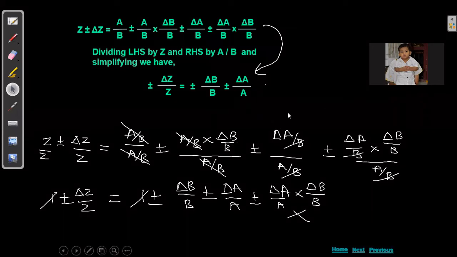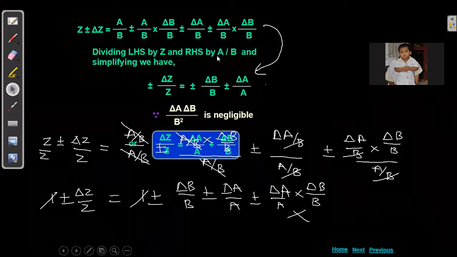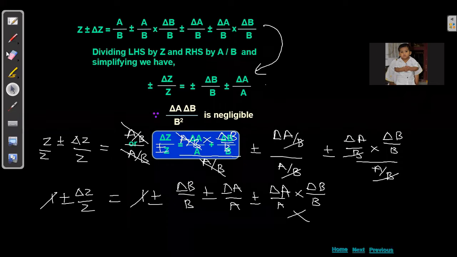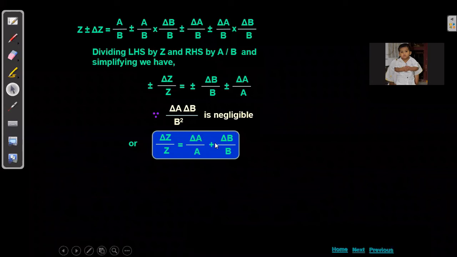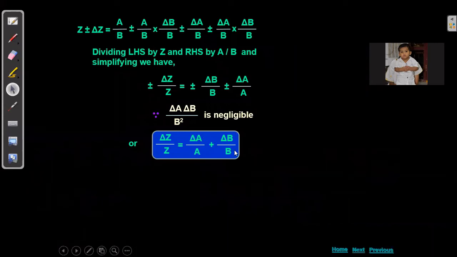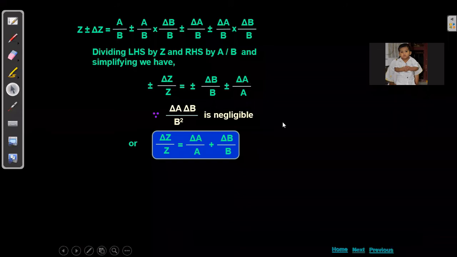So plus or minus can be omitted, plus or minus can be omitted, and this delta a into delta b term is neglected. Okay, now what is left out finally? I'll clear this, then you can see it now. So delta z by z is equal to delta a by a plus delta b by b. Okay, so that is what we are left with from this step I am writing over here.